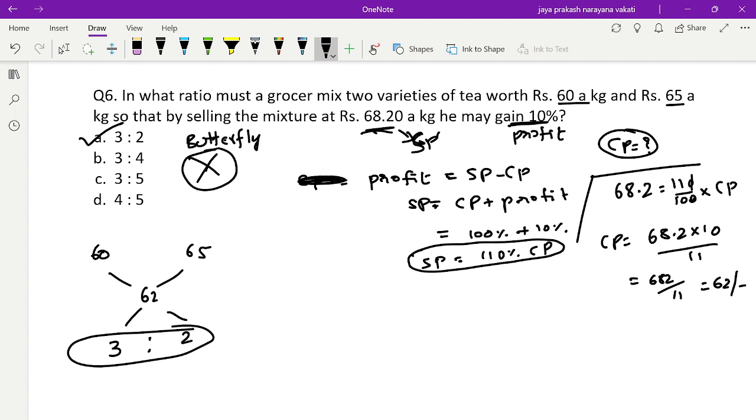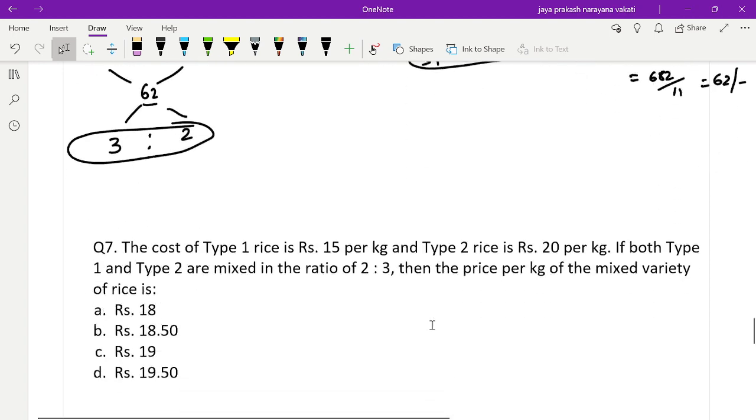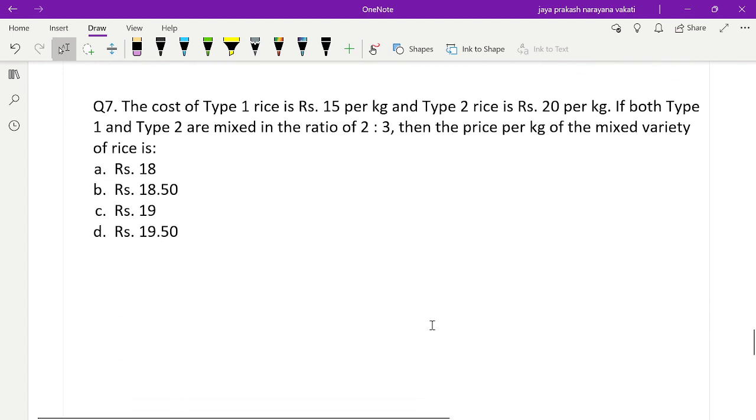You need to apply when all these three are of the same type. So these three things should be of the same type. If the first two are cost price, the later one should also be applied for cost price only. I hope you got it. So let me solve the next one.